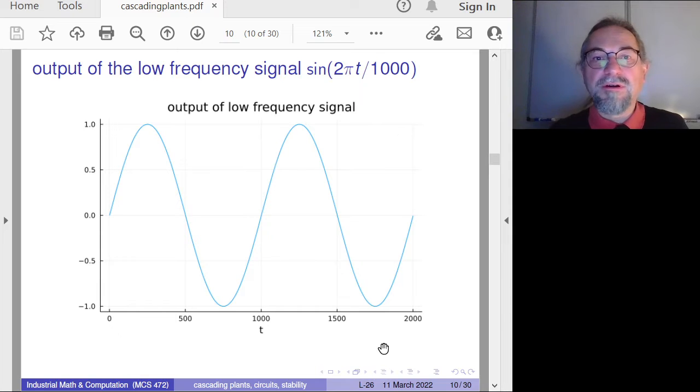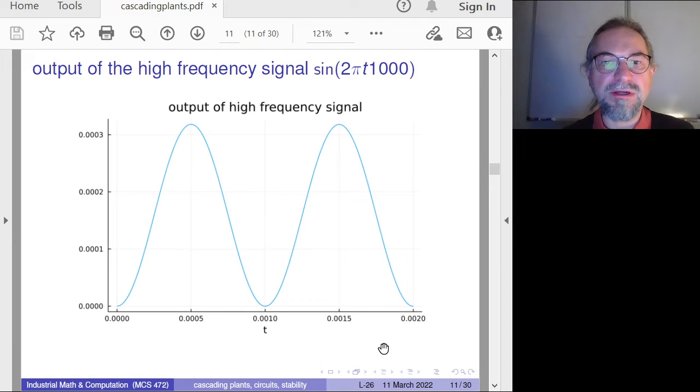Here is the plot of the output of the low frequency signal. You have to believe me that it is that, because on the plot you don't see any difference with the sine function that we considered before, the sine function that makes one entire cycle for t equals 1000, and 2 cycles for t equals 2000. So the Jupyter notebook shows the coherence in the experiment. This is the output for the low frequency signal.